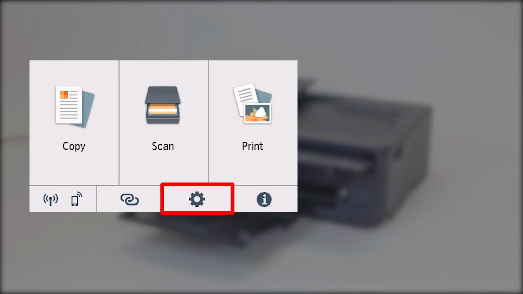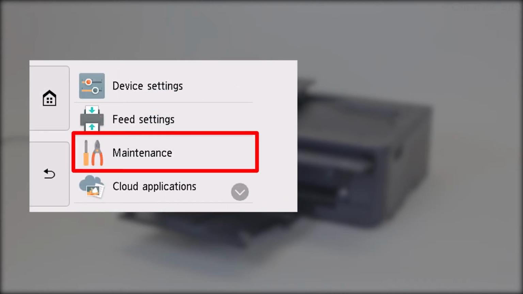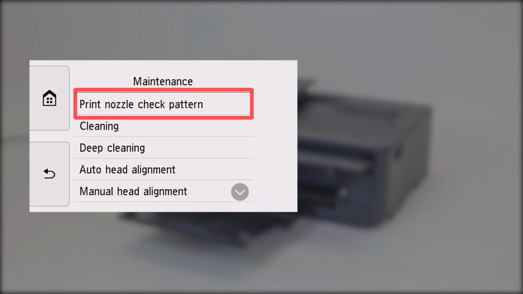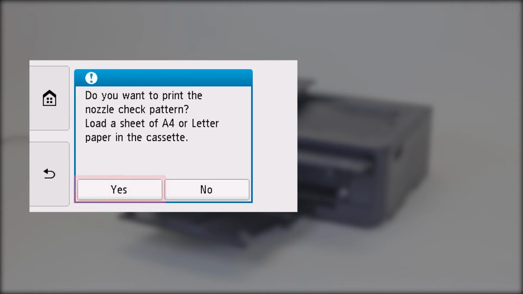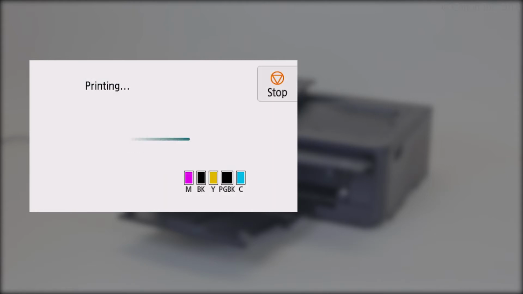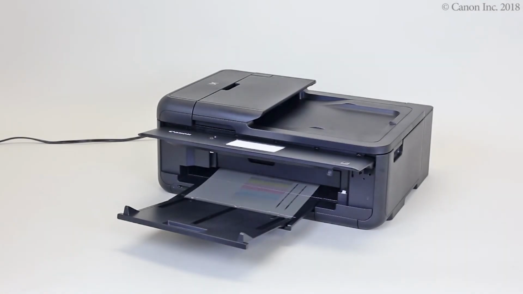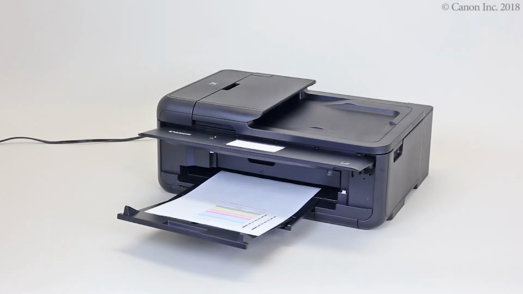After performing a cleaning, print a new nozzle check pattern. If the pattern has improved, no further cleaning is required. If it is not improved, additional cleaning is required.